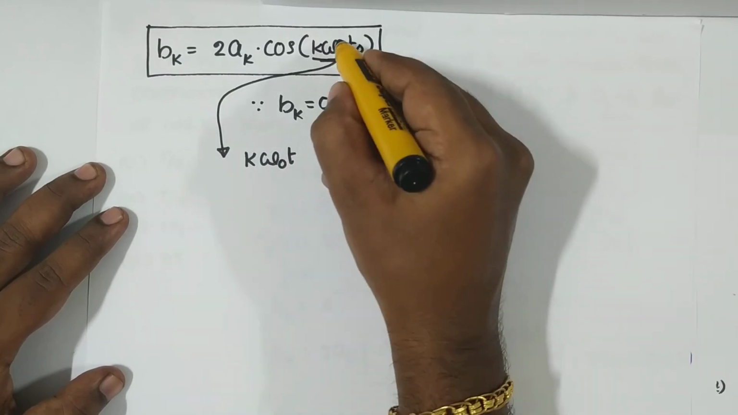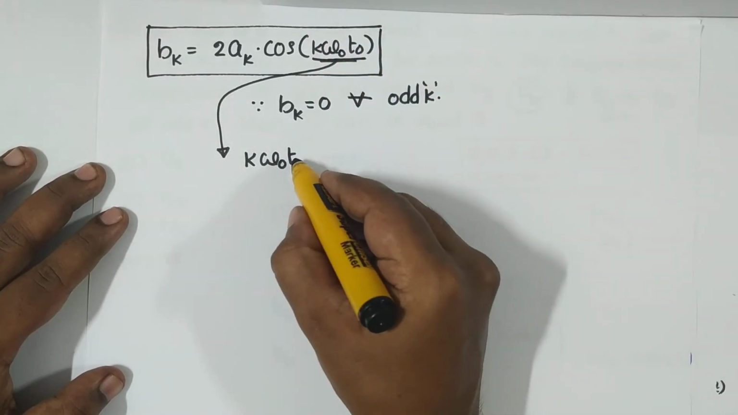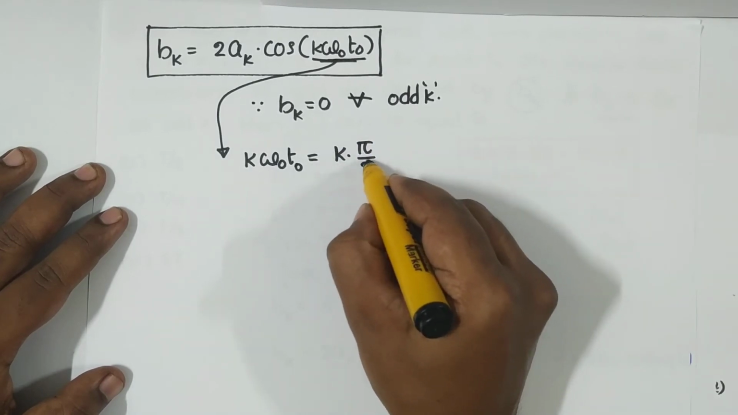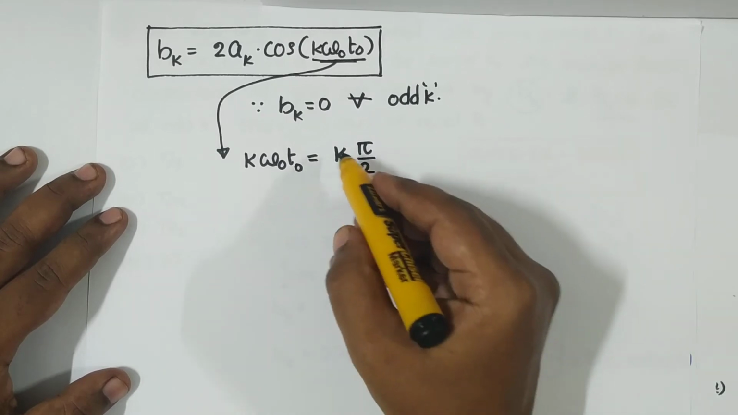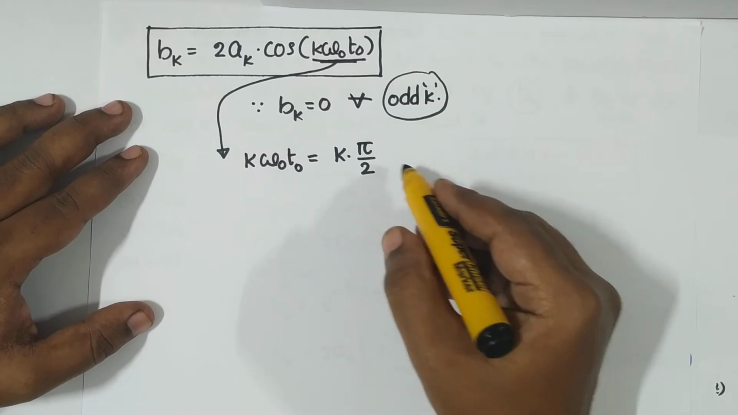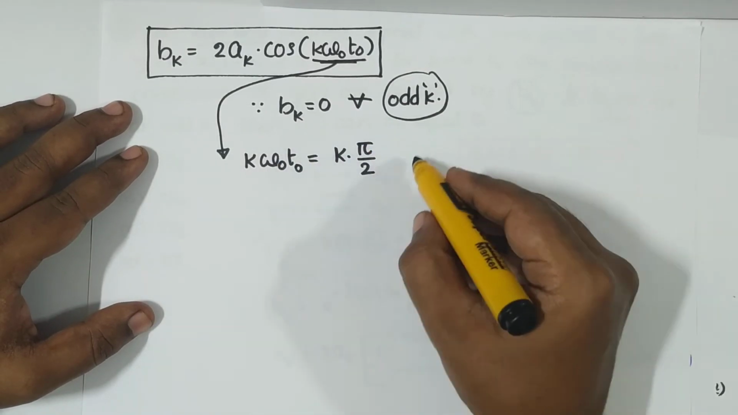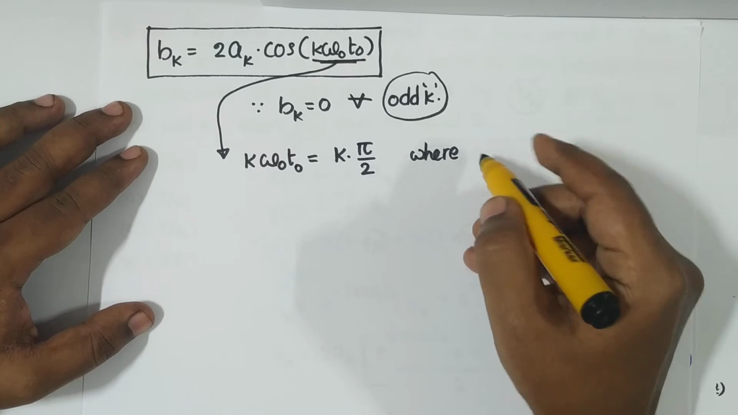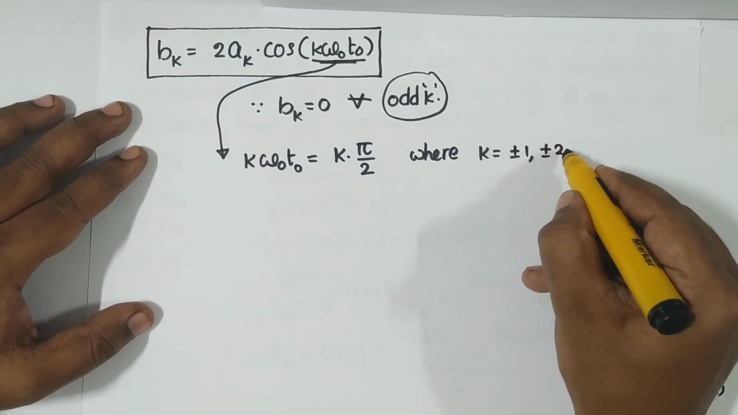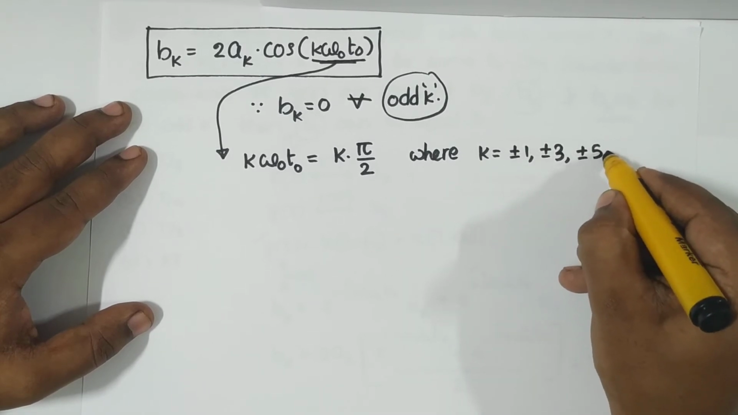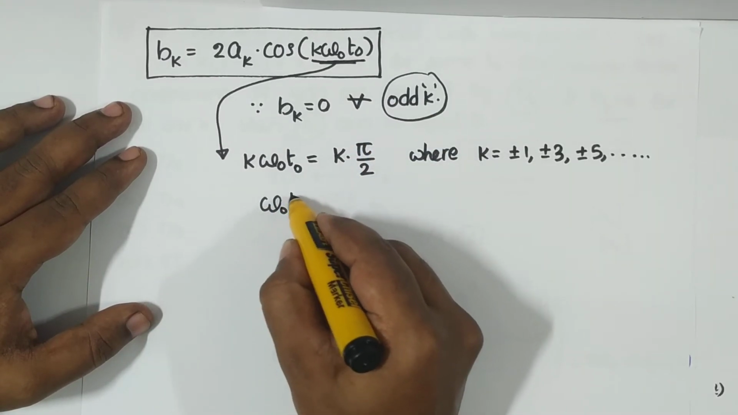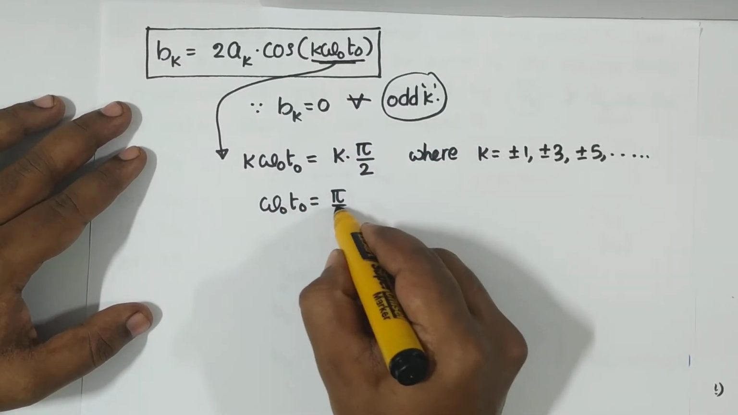That means, what is omega naught here? Fundamental frequency. Okay, so k omega naught t naught is equal to, let me take this one as some k times pi by 2. Again I am taking k because he is saying for all odd k. I want to accommodate something for k here. Now k is equal to plus or minus 1, plus or minus 3, plus or minus 5, and so on. So otherwise this becomes omega naught t naught is equal to pi by 2.